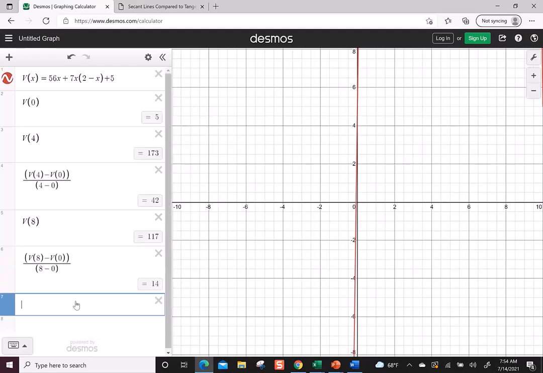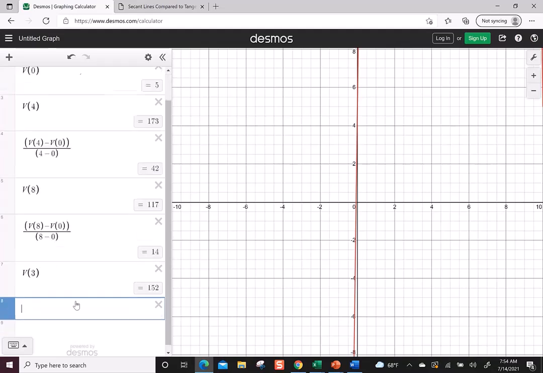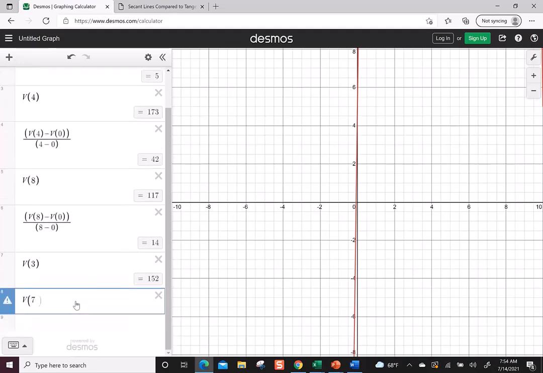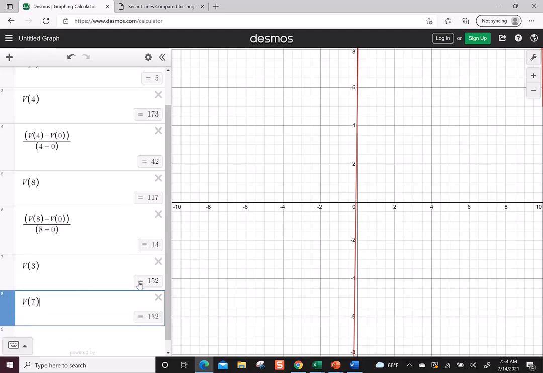So one more. Our last interval was 3 to 7. So when I look, I like to see the values. So I'm going to do what was the value after 3 years? What was the value after 7 years? So I can see the value after 3 years was 152. The value after 7 years was also 152.